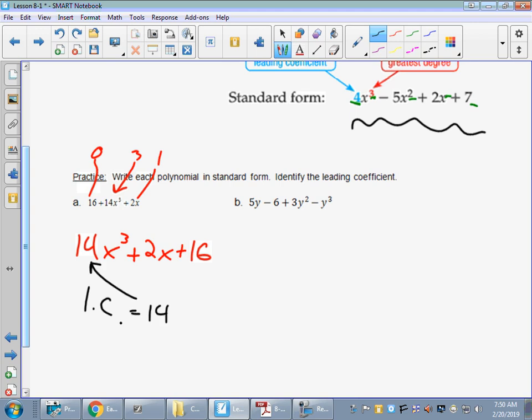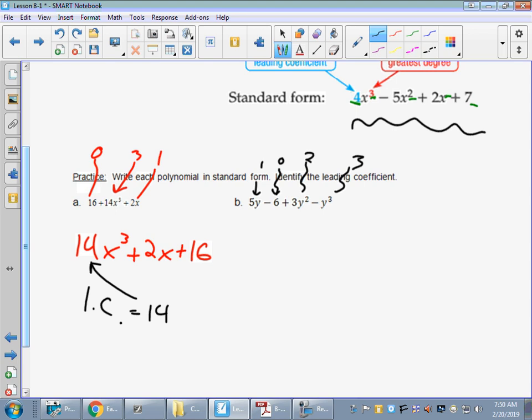Okay, how about letter B here? Letter B, we've got, well, what do we have? We have an order of 1 here. This one has an order of 0. Over here, we've got an order of 2, right? And then we've got an order of 3, actually, here with that exponent.